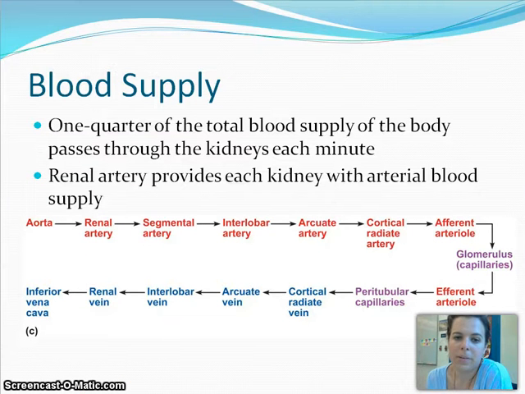About a quarter of the total blood supply from the body passes through the kidneys each minute. And so the kidneys are really important in cleaning the blood, removing the waste, and regulating the water. So the renal artery supplies the kidney with blood, and the renal vein allows the blood to leave the kidney. You don't have to know all these. Just the renal artery and the renal vein are fine.